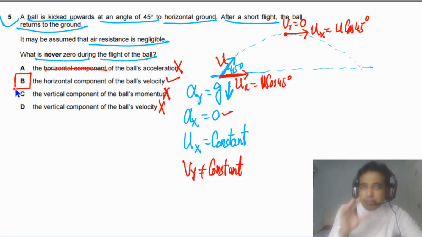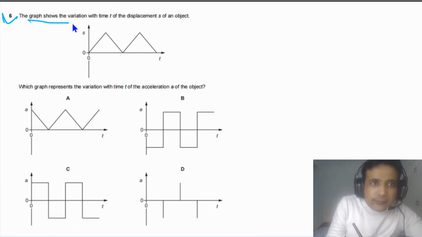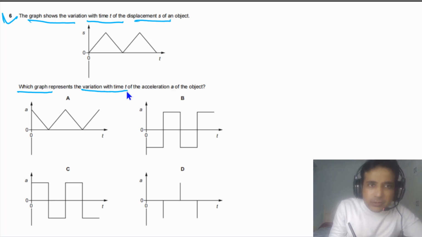This is a very nice question. You need to understand these basic points about projectile motion. Question number 6 says the graph shows the variation with time t of the displacement s of an object. Which graph represents the variation with time t of the acceleration a of the object?